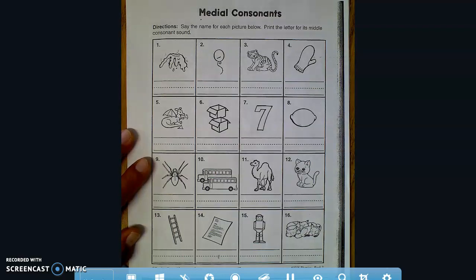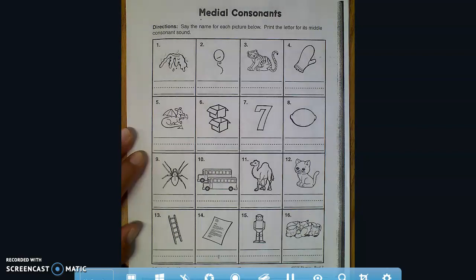I'm going to be giving you a quick lesson on our medial consonants. So we are going to be learning the sounds that we hear in the middle of a word. Okay, so we're going to go through some examples on this page, then I'll let you go ahead and finish it on your own. So the directions say the name for each picture below. Print the letter for its middle consonant sound.